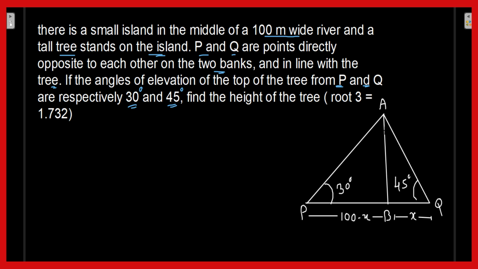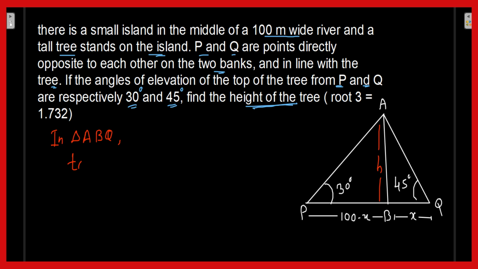Now here there are two right angle triangles, ABQ and ABP. With the help of these two, we can find the height of the tree. So here, friends, first we will take triangle ABQ. In triangle ABQ, we have tan of 45 equal to opposite upon adjacent. Let the height of the tree be h meter. So tan 45 is opposite side upon adjacent side, so it will be h upon x.